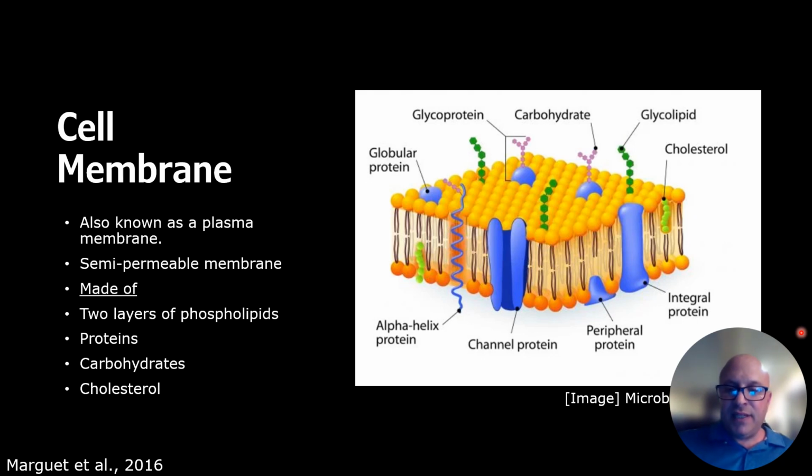Apart from phospholipids, the plasma membrane also contains proteins: peripheral proteins, channel proteins, globular proteins, and glycoproteins that are attached to the surface of the membrane. These proteins play various roles, such as transporting molecules across the membrane. They also help facilitate cell-to-cell communication and provide structural support to the membrane.